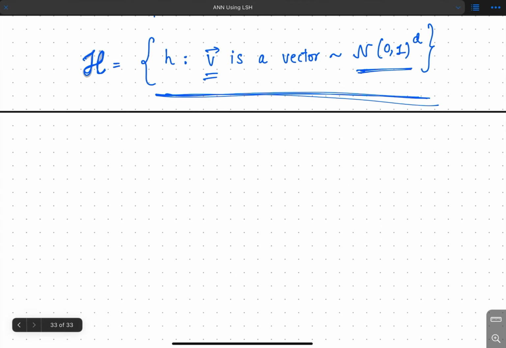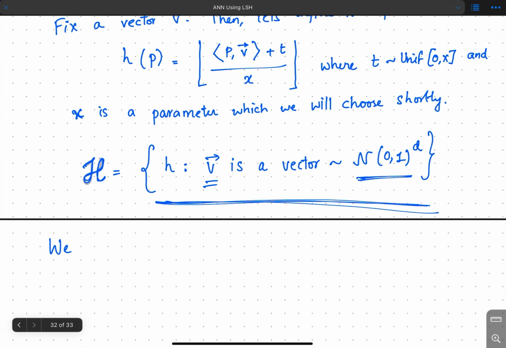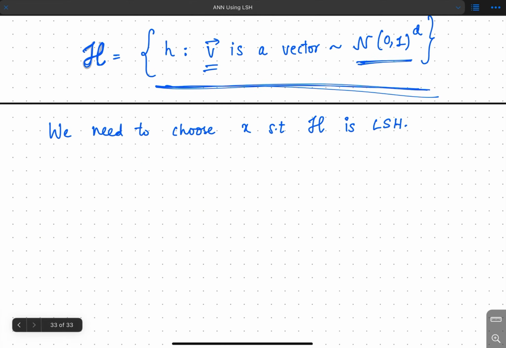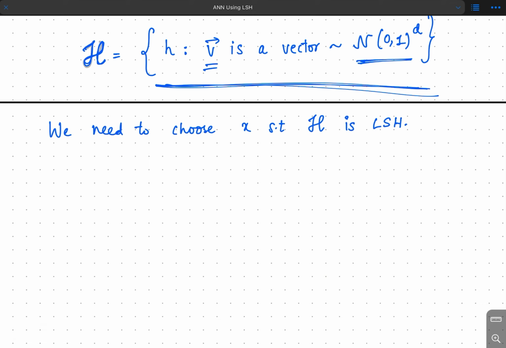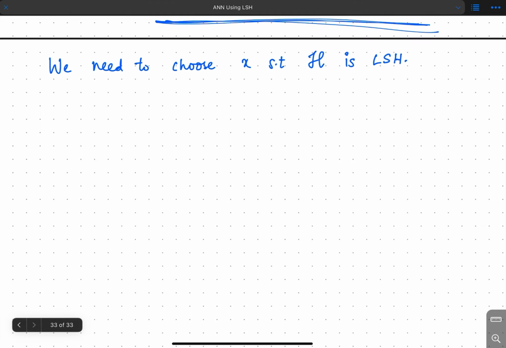Now we want to choose, there are a few parameters. The parameter x we need to choose, so we need to choose x such that h is LSH. That is our goal. For that we consider two cases. If p and q are nearby, we want them to collide. If p and q are far, we don't want them to collide.